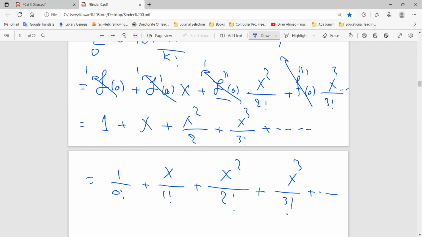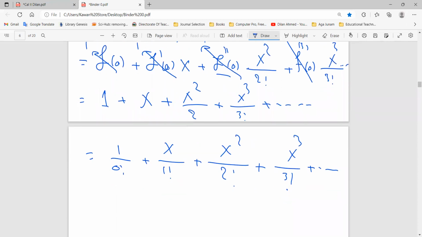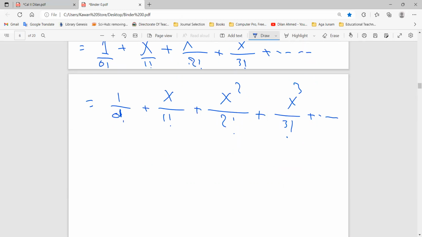Am I right? 0 factorial is 1. 1 factorial, again 1. 2 factorial: 2 multiply 1 is equal to 2. 3 factorial, here we are, 6, and so on. So I changed that to 2 factorial, that to 2 factorial, also that to 2 factorial. Why? Because the fourth is what?